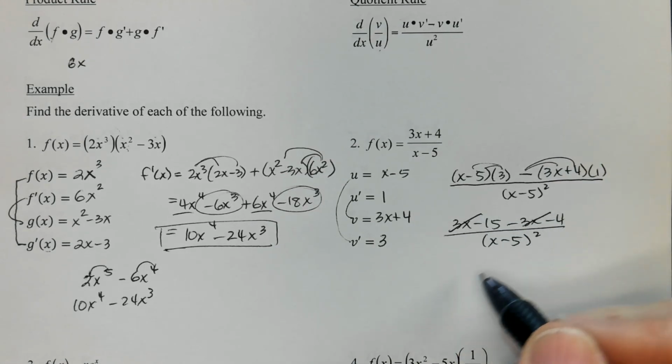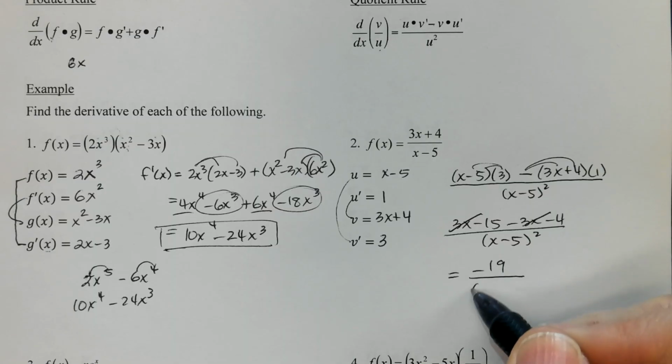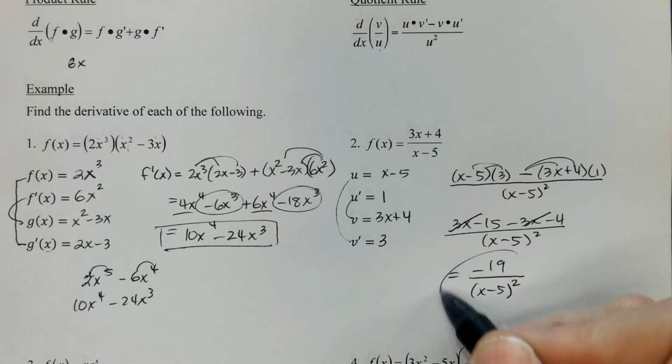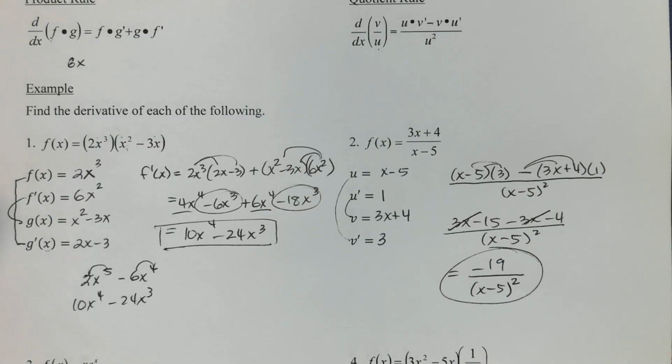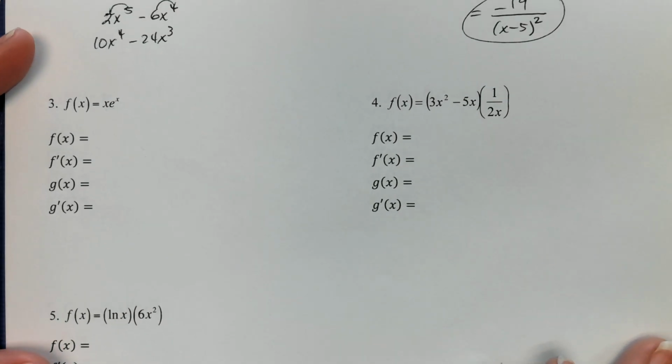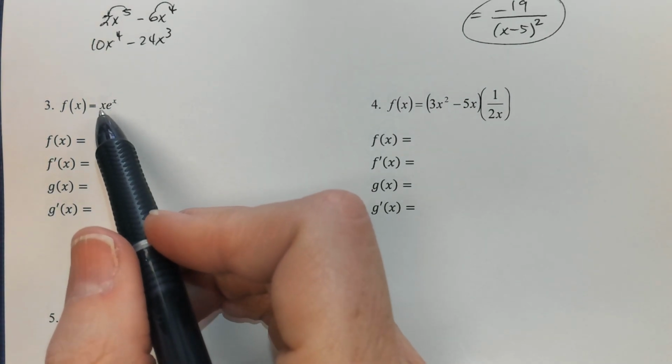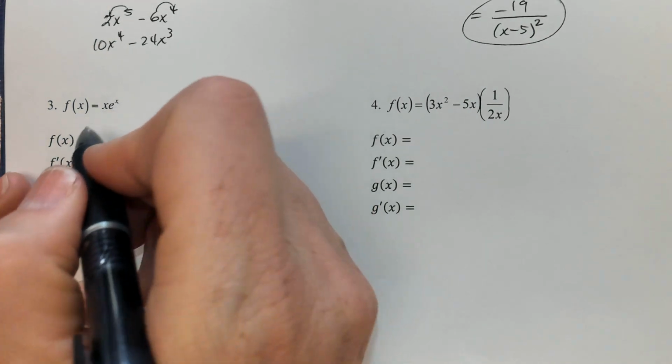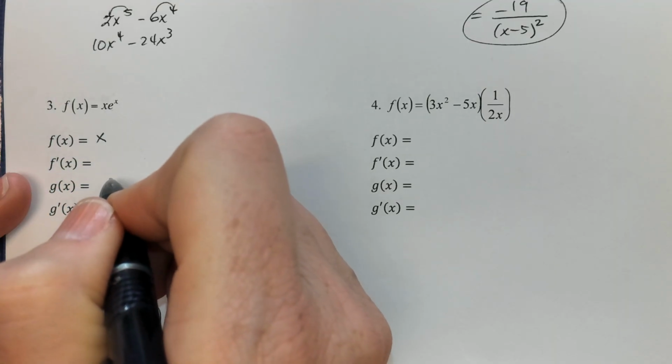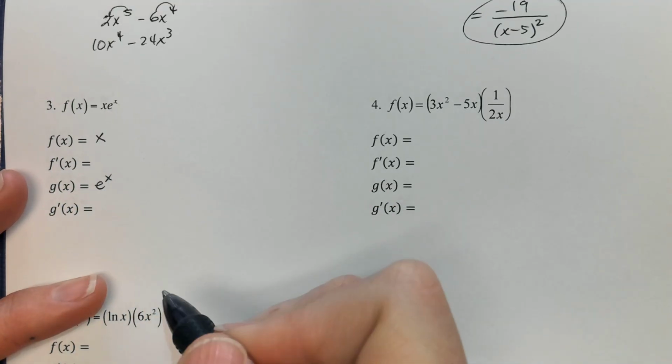One more level of simplify, and I get negative 19 over x minus 5 squared. Couple more to go. This is a product rule. Again, you're looking for how many x's you have, and you have 2 x's. So this x will be our first thing, and this e to the x will be our second thing.